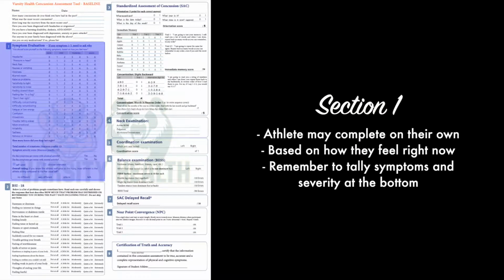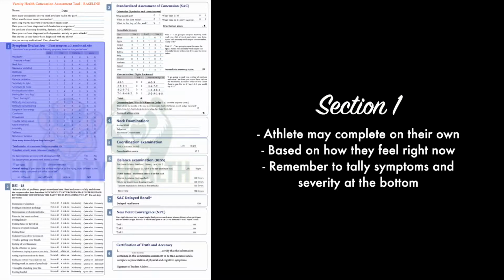The symptom evaluation section can be completed by the student athlete, or you can read each symptom out loud and ask them to give you a rating. The athlete should rate each symptom from 0 to 6 based on how they feel right now. Symptoms with a score of 3 or more should be discussed in more detail. You can document this additional information at the back of the sheet. Please also bring this to the attention of a Varsity Health staff member.